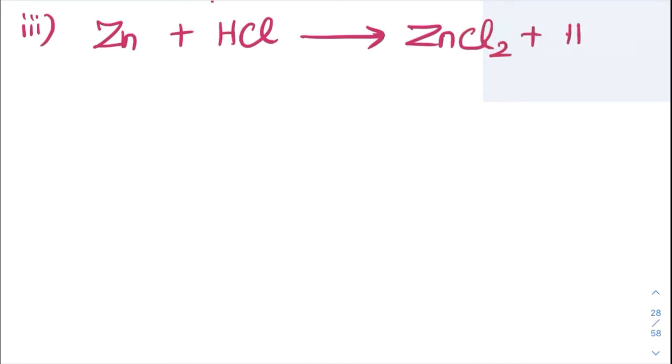And third example, zinc with dilute hydrochloric acid. Yes. Zinc reacts with hydrochloric acid to form a salt called zinc chloride and it liberates hydrogen gas. Zinc is a solid. Hydrochloric acid we have taken as an aqueous solution and zinc chloride salt is obtained as an aqueous solution and hydrogen is evolved out as a gas. I can use an upward arrow mark or else I can write the symbol g.